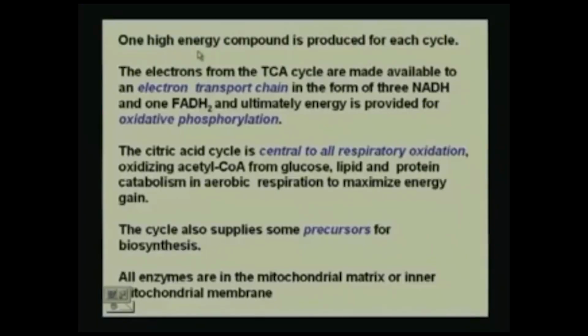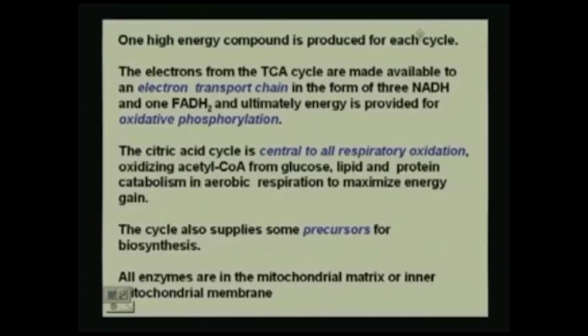Now, these are the key features of the Krebs cycle. We have one high energy compound produced for each cycle. What we mean by a high energy compound is actually GTP. GTP is formed in this case, with a triphosphate bond being formed. Like in glycolysis we had ATP being formed, that is the formation of a high energy compound.